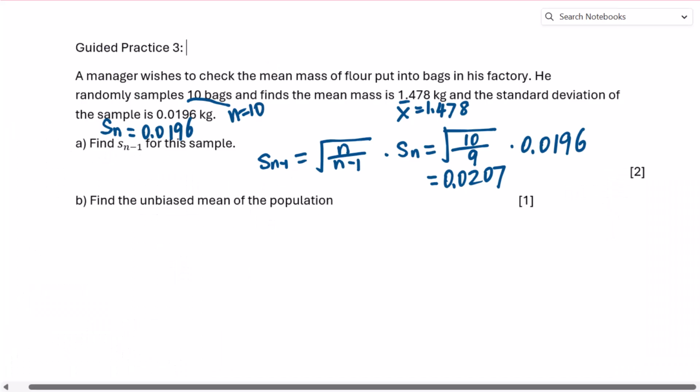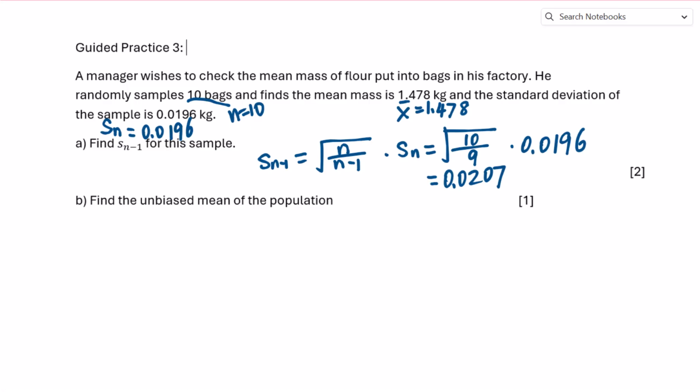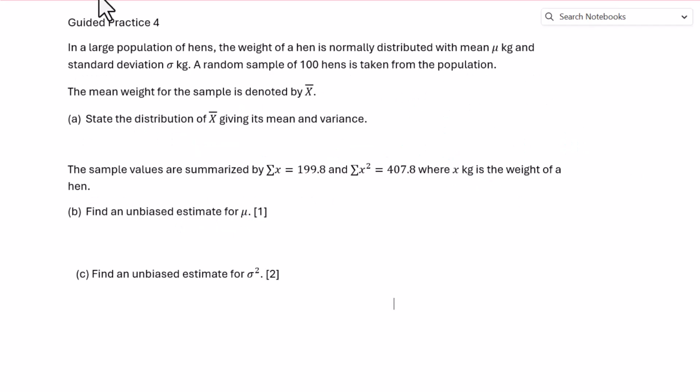0.0207. B. Find the unbiased mean of the population. x bar equals 1.478. Let's go to guided practice 4.